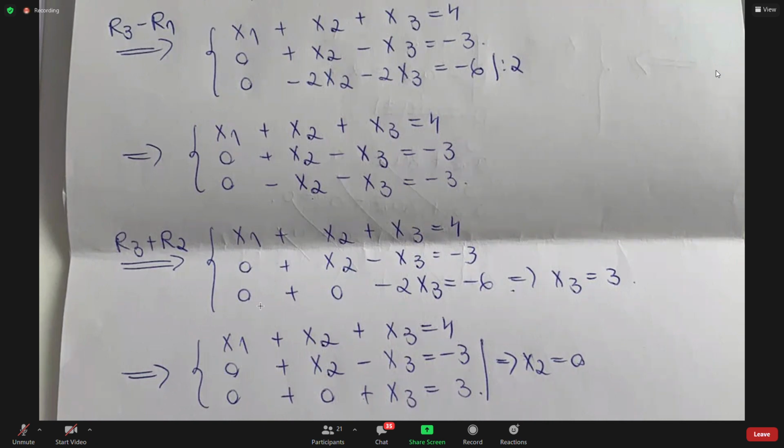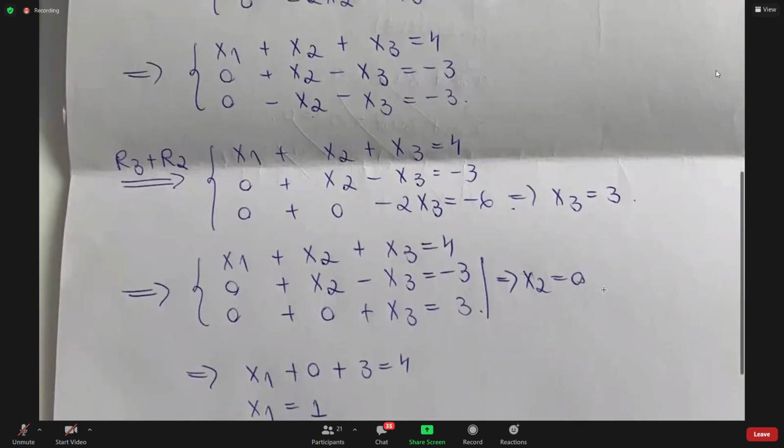So 0 remains 0. Minus x2 plus x2 will also become a 0. Minus x3 will become a negative 2 times x3, which will be equal to -3 minus 3, so -6, meaning that my x3 will become a 3. And like I've told you before, I try to keep this x3 as a row in my system, just for the sake of it.